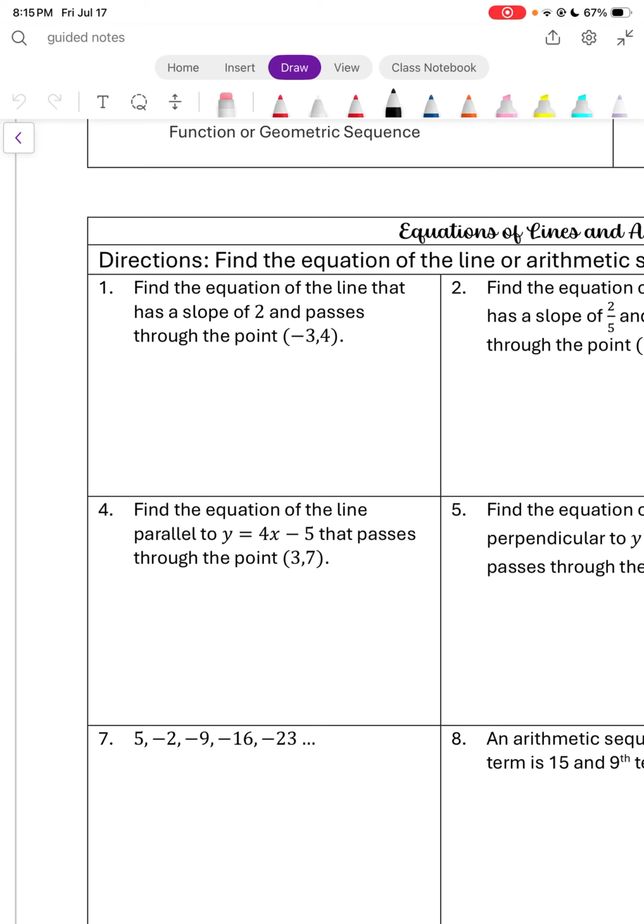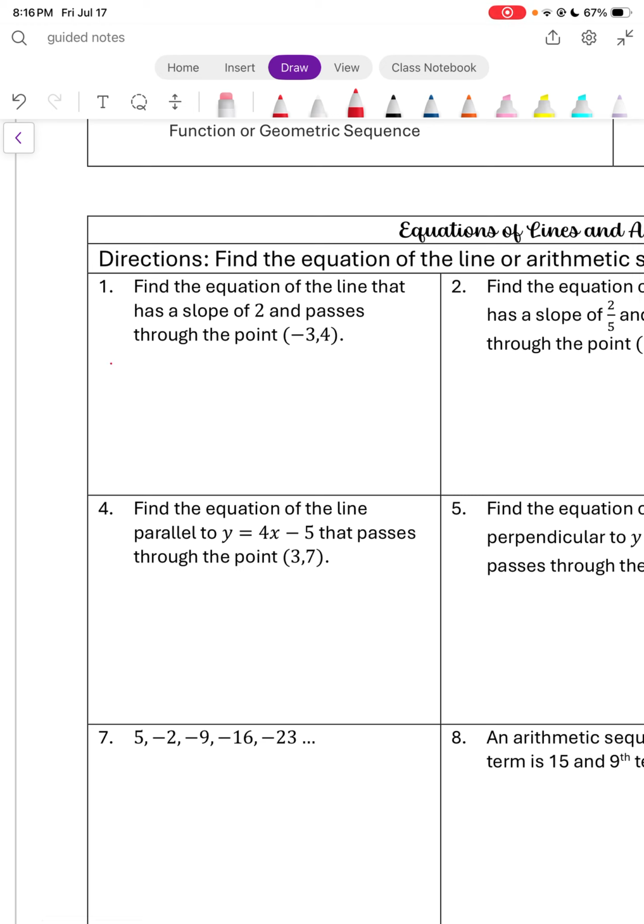Okay, let's find the equation of lines given different circumstances. Now, the way I find equations, I don't use point slope. I use pure slope-intercept. We all know what the equation of a line looks like, y equals mx plus b. I just think it's an easier formula to use. In slope-intercept, m stands for slope, and b stands for your y-intercept.